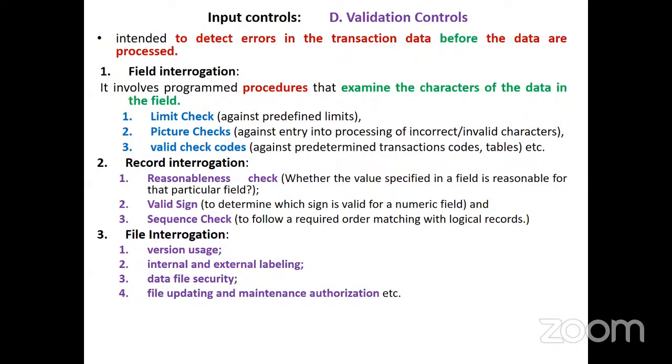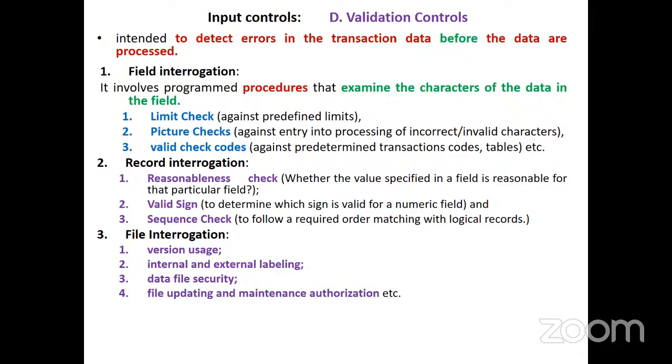Second one is record interrogation. All of us know what a record is. The entire row in a table is considered to be a record. So in record interrogation, there is the reasonableness check, whether the value specified in the field is reasonable for this particular field. In this case also, you can take, for example, the employee code. In the employee code field, if you are trying to type the basic salary, then that is wrong. So a reasonableness check should be there. And valid sign, to determine which sign is valid for a numeric field, plus, minus, and that kind of stuff.